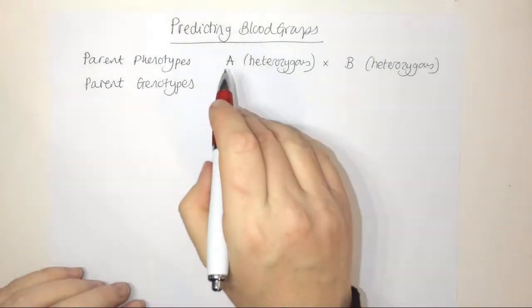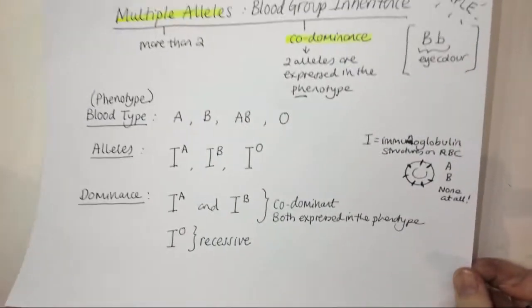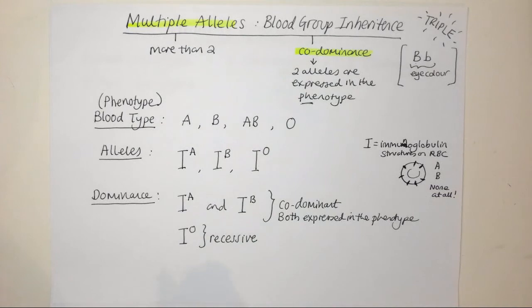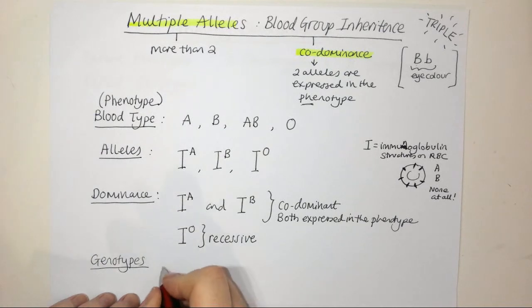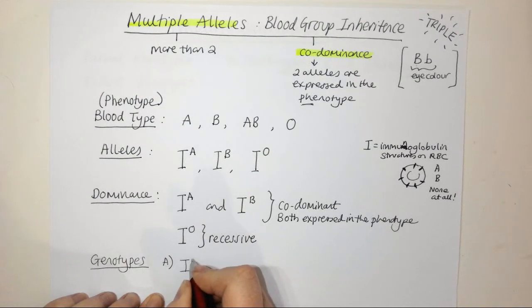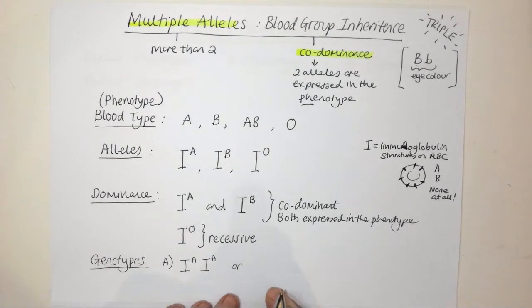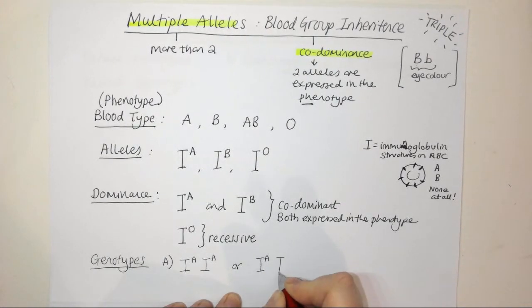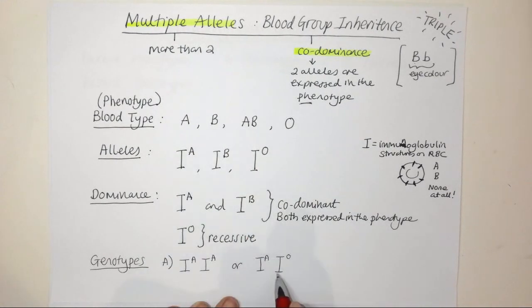Now, if I want to have somebody who's got blood group A and they're heterozygous, if I look back, what genotype am I going to have? If these are the possible alleles, let's think about some of the genotypes that we can have. Well, I could be blood group A, and I could be homozygous. Or for blood group A, I could be heterozygous. And this is because, remember, that the O allele is recessive to A and B.